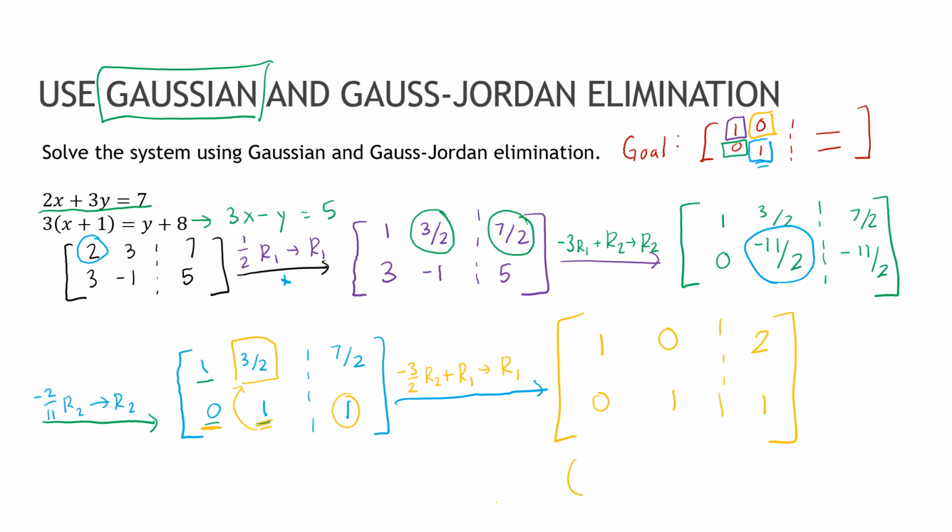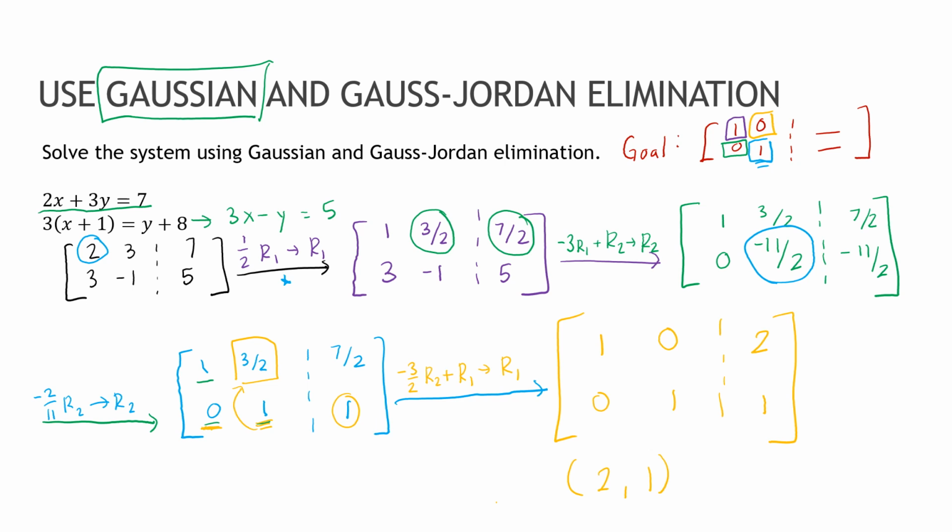So then my final answer is 2, 1, which is the same thing I got with Gaussian elimination, but I feel like Gaussian's more work because then I have to turn it back into an equation and then substitute it back in and show all of that work, and here I don't have to do that.